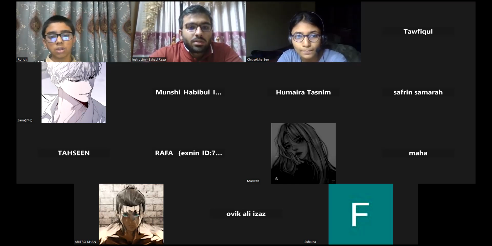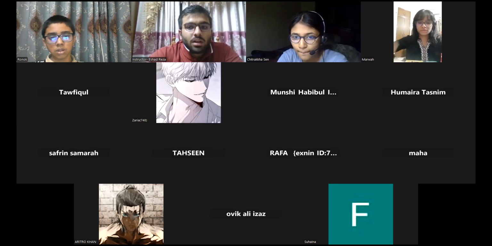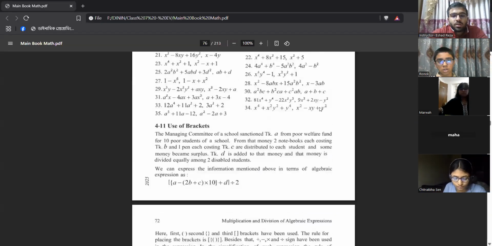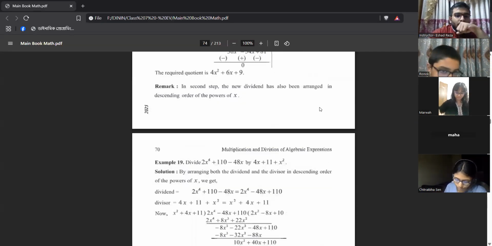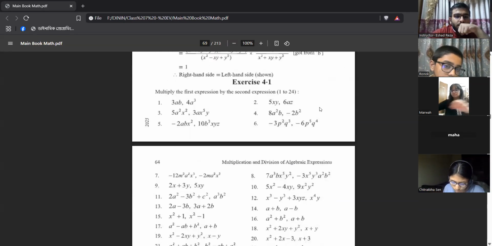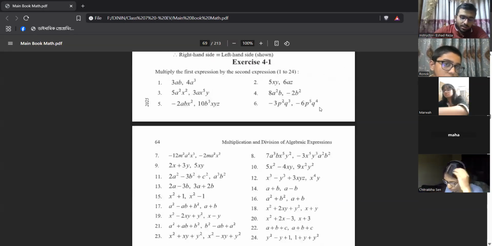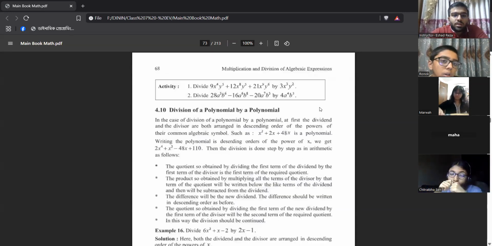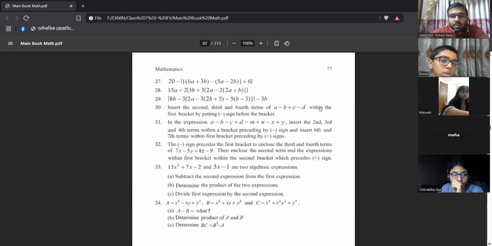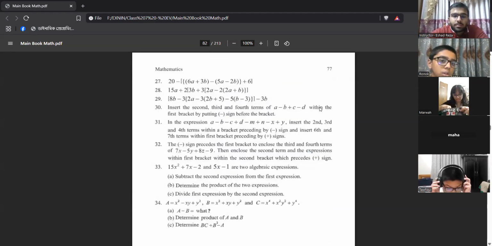Okay, so in chapter 4.1, what did we learn? In chapter 4.1, we learned how to multiply two algebraic expressions, right? Multiply the first expression with the second expression and so on. In chapter 4.2, we learned how to divide. In chapter 4.3, we learned how to add or subtract. And we also learned how to use brackets.